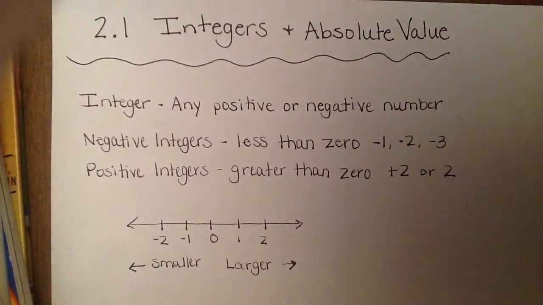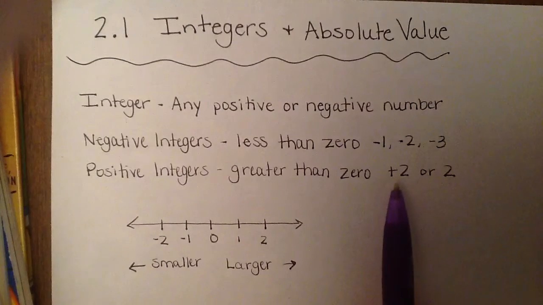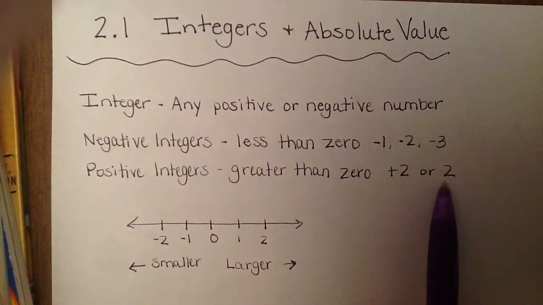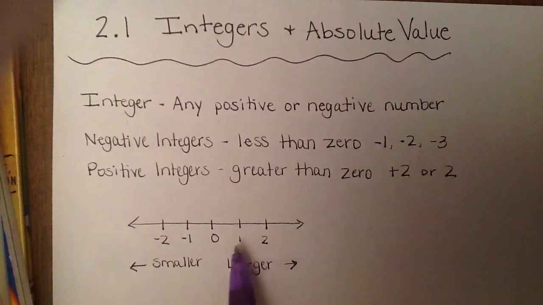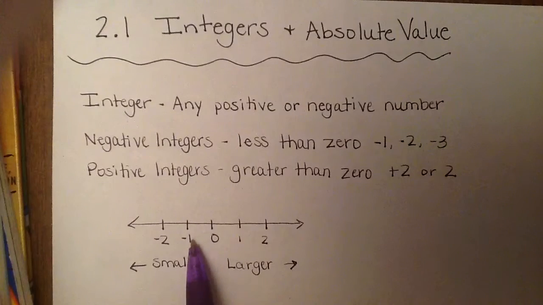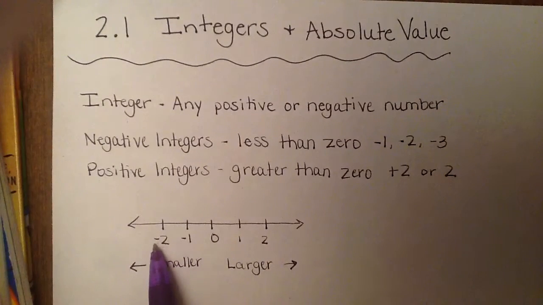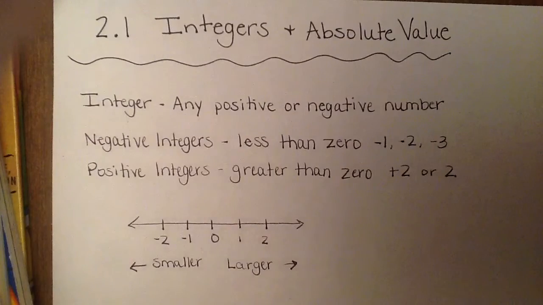Positive integers are the ones that you have been working with since elementary school. They are the ones that are greater than 0. You can either write it as a +2, or just a plain 2, no sign in front. When you think of a number line and you start at 0, as you move to the right, you get larger. Now, as you move to the left, you continue to get smaller.